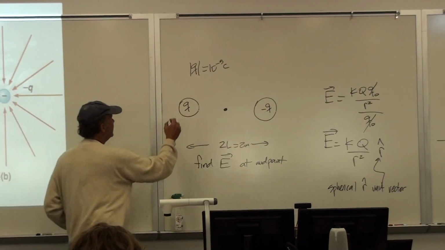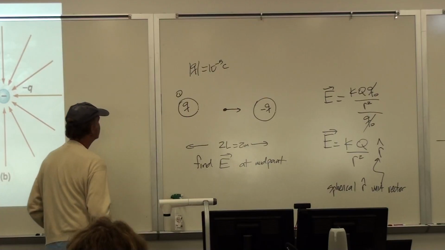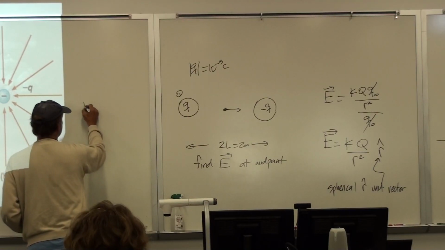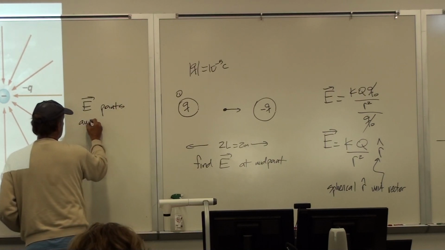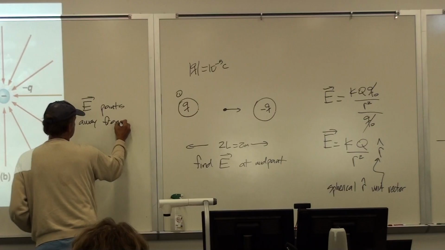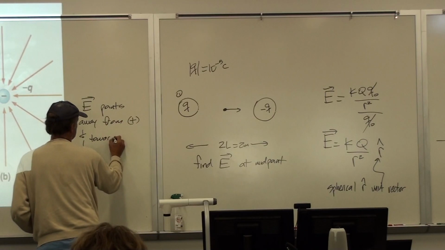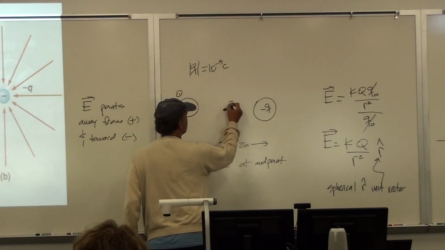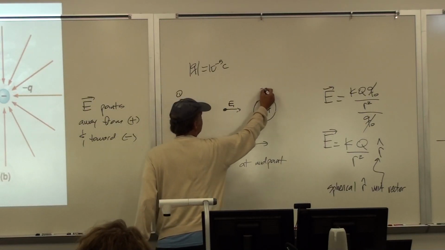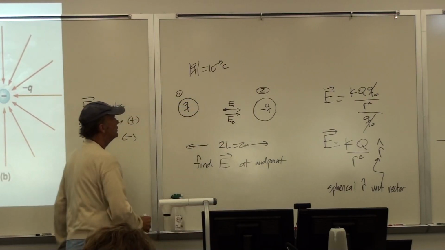Okay, well, if I call this charge 1, then I'm going to have an E1. Remember, the electric field points away from positive and toward negative. So this would be my E1. And then for charge 2, it points toward negative, so that's in the same direction. So the two are going to add.